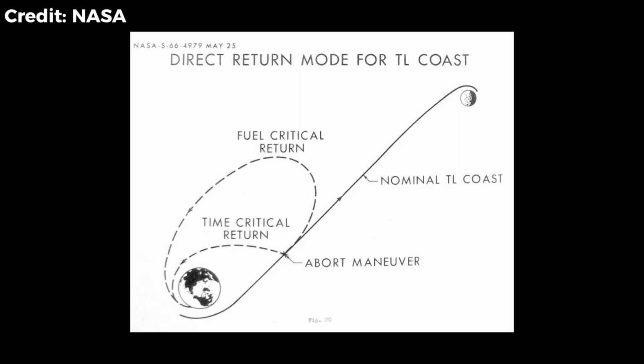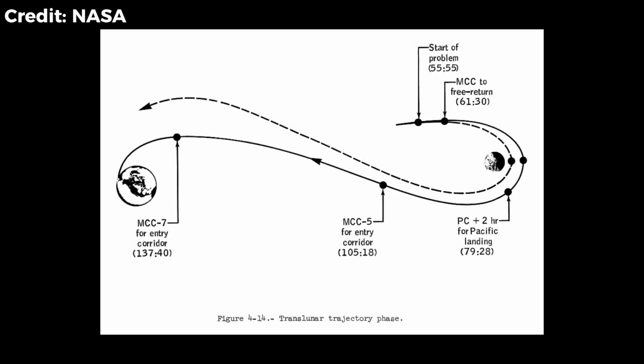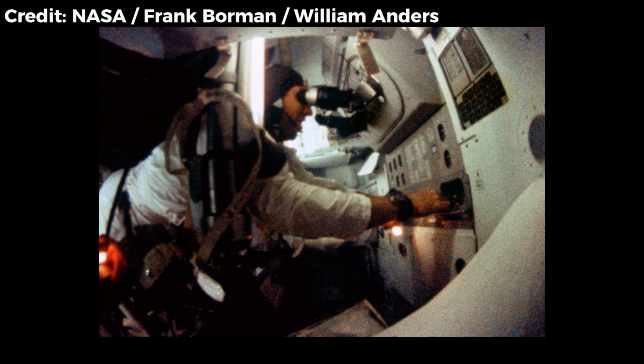Instead of using the service propulsion system for a direct abort due to possible damage, the spacecraft swung around the moon to head back to Earth. This change required new software for mission control. Lovell manually transferred guidance system data from the command module to the lunar module system.